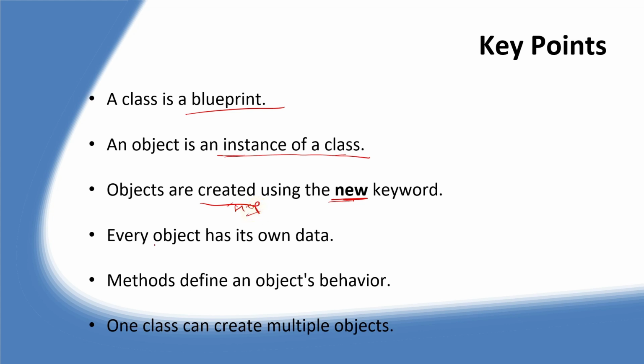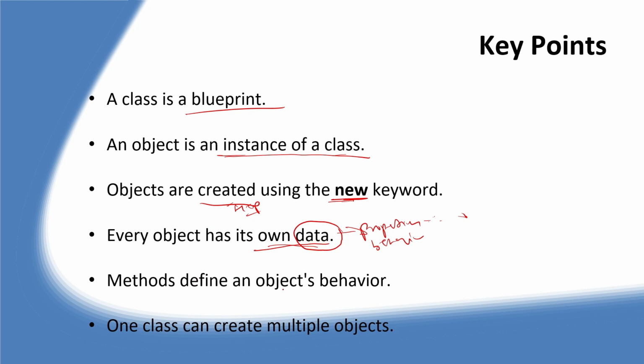Every object has its own data. What do you mean by data? Own data means own properties and behaviors. Properties, name and age, we have seen just now for Rahul and Priya. Rahul is one object, Priya is another object. So for Rahul, the properties name and age will be different. For Priya, name and age will be different. So every object has its own data.